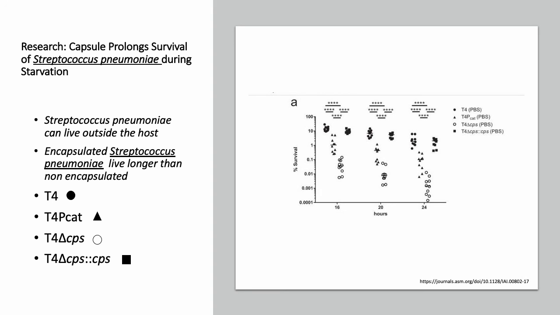And each graph shows different results. The y-axis shows the survival percentage and the x-axis shows the incubation time in hours. After being in the solution, those cells were moved to a liquid and counted to see how many cells dropped over time. Based on this graph, we can see that the strains T4 and T4 delta CPS with the capsule restored, represented by the circle and the square, survive for the longest period of time compared to the other strains, which shows that the capsule does have an essential role in the survival of Streptococcus pneumoniae during starvation.